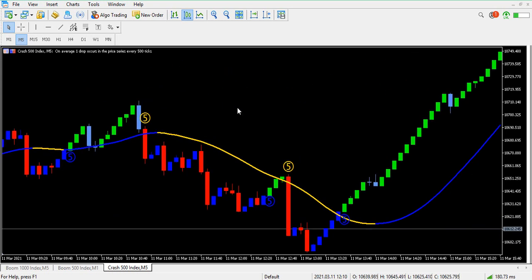I call this the Signal 5 indicator, or the non-lag indicator, and by looking at it alone you will understand that this is very simple. This is Crash 500 and I'm using the 5 minutes time frame to explain what is happening right here in the chart. First thing, you note a line. This is a line right here.